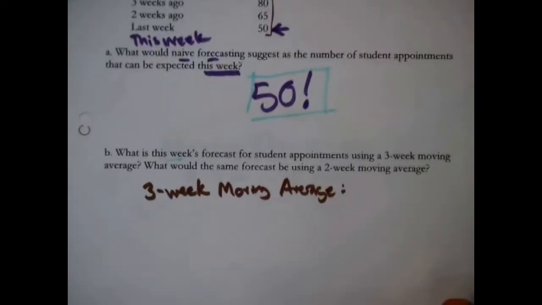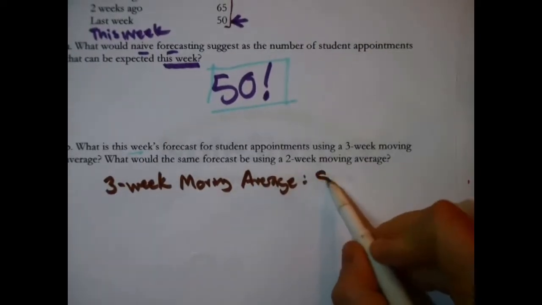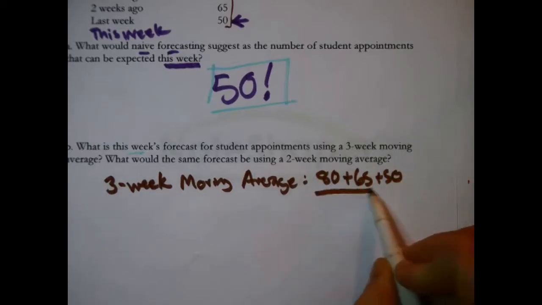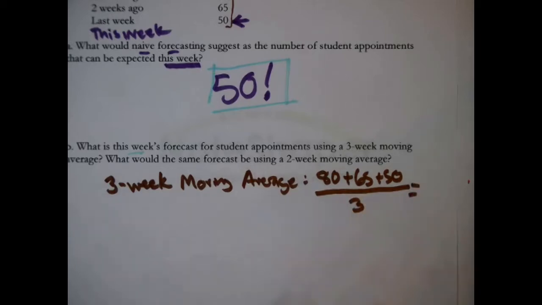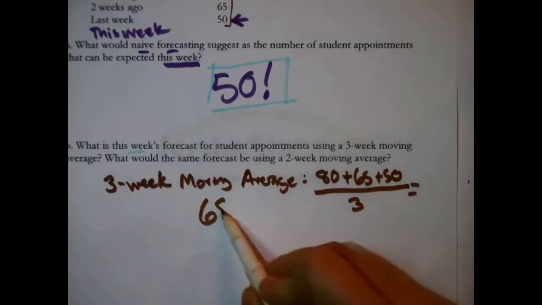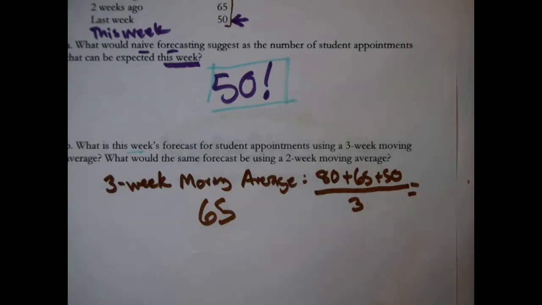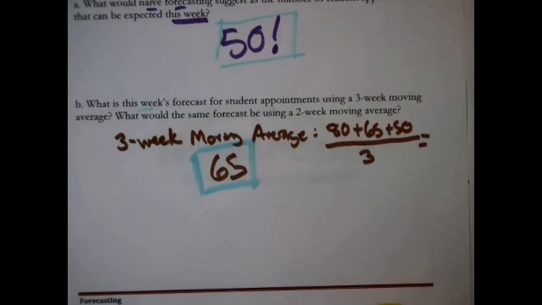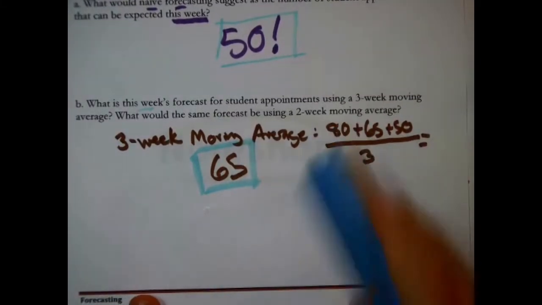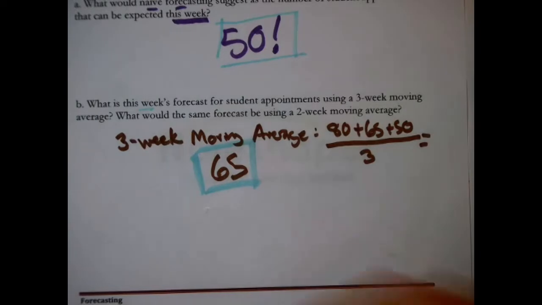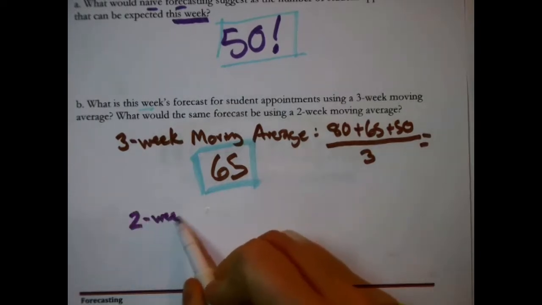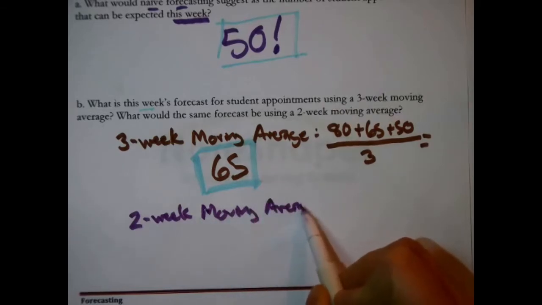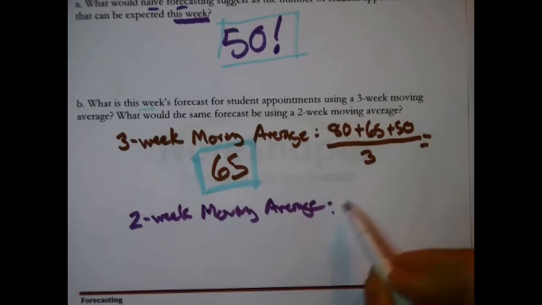That's what I average. So that would basically be 80 plus 65 plus 50. That's what happened each of the past 3 weeks. Divided by 3, I get 65. Okay, that's good. But we're not finished. It did ask for 2 week. That's even easier. 2-week moving average. Past 2 weeks, that would just be 65.